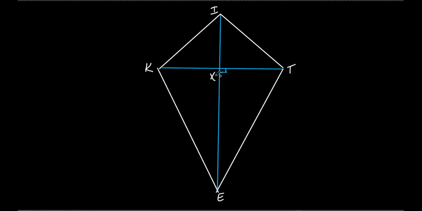All right? So what do we know so far? That second theorem, what do we know? We know that KT would be what? Perpendicular to, very good, IE. So they would be perpendicular to each other. So that's one thing we know. So let's write that. So KT, I'm going to put a little line segment over top of it because I'm not talking about the measure of it. I'm talking about the line segment itself, okay? So line segment KT is perpendicular to line segment IE.